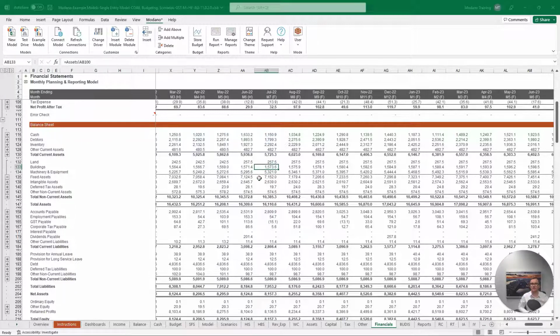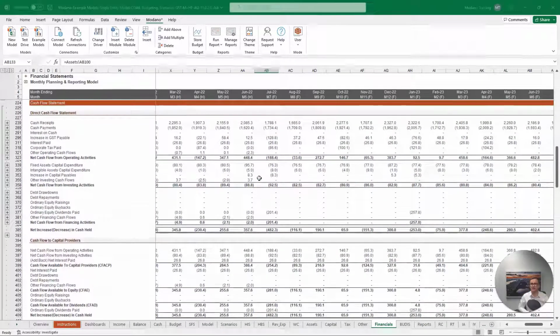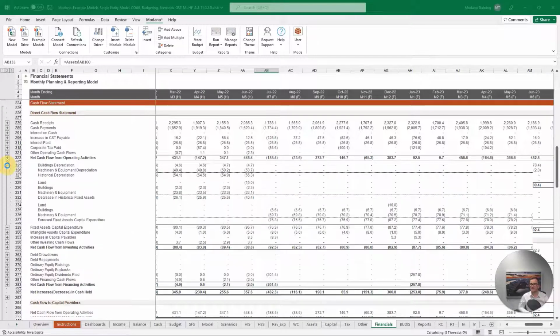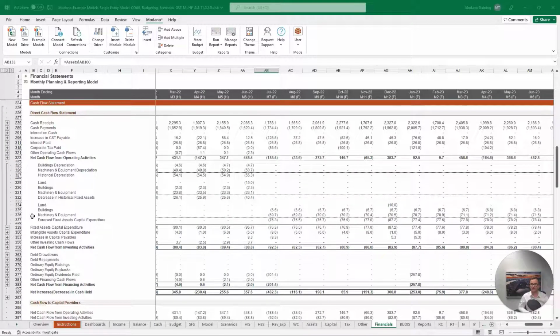And finally, scrolling to the bottom of the sheet and locating our cash flow statement, if we expand our fixed assets capital expenditure, and at the bottom of this section we have our forecast fixed assets capital expenditure, we can then see that we have our 6.6 of capital expenditure included in the investing section of our cash flow statement.